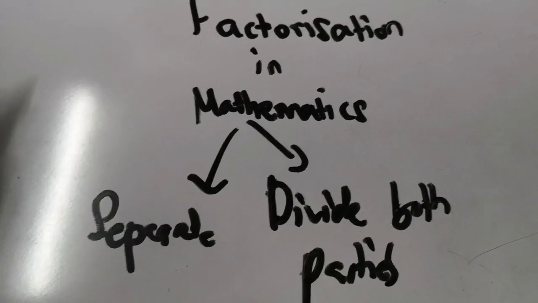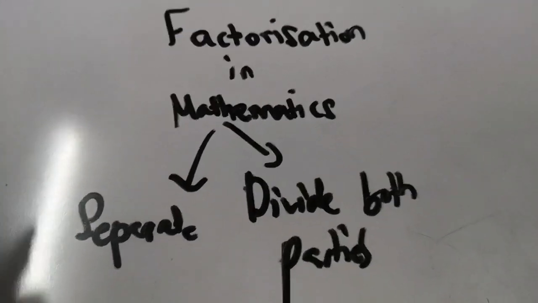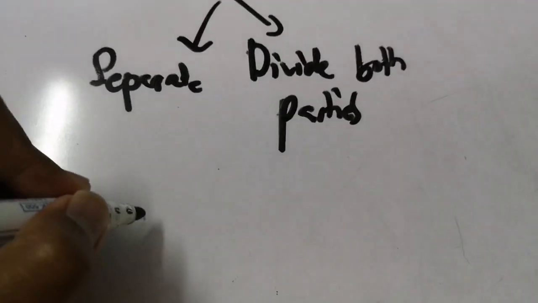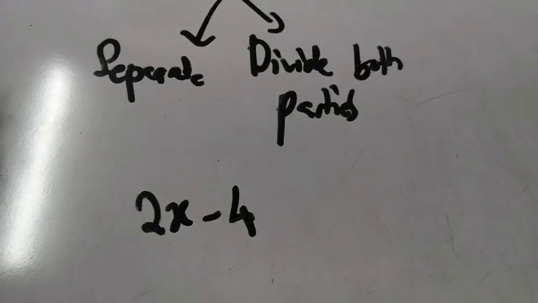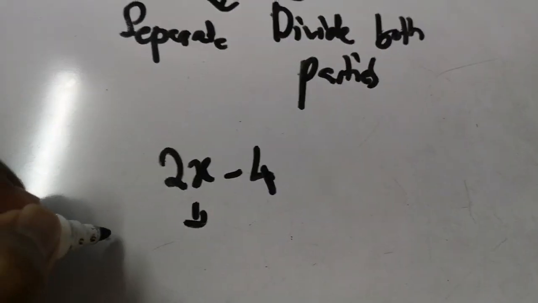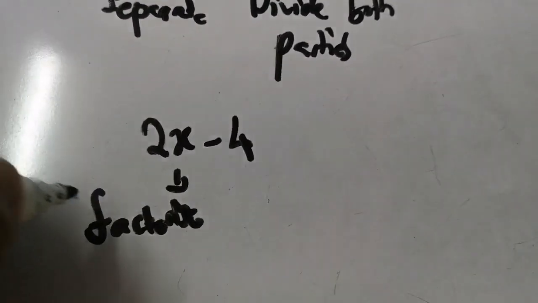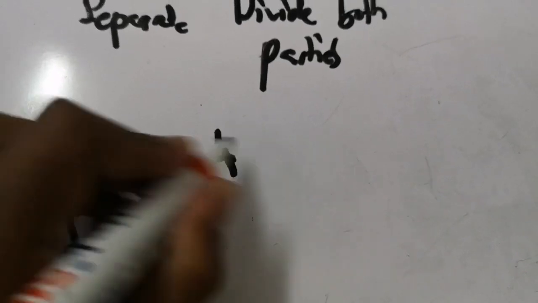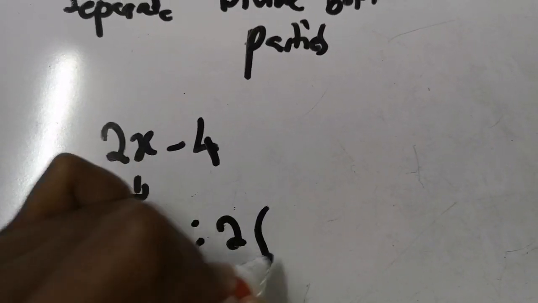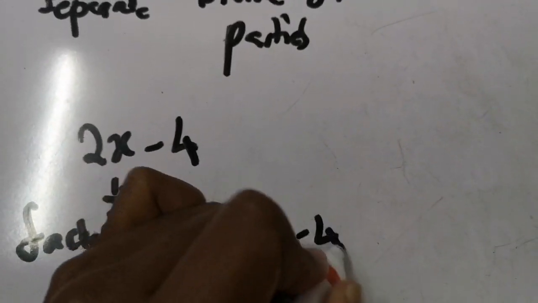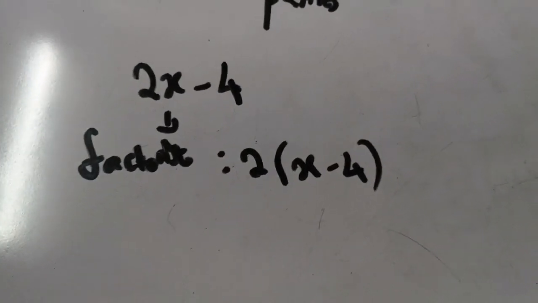So what is an example involving factorization in mathematics? Let's see and look. Let's say we have 2x minus 4. How are we going to factorize it? We separate. They have a common factor of 2, so they will become 2 in the bracket of x minus 4. This is our first stage of factorization.